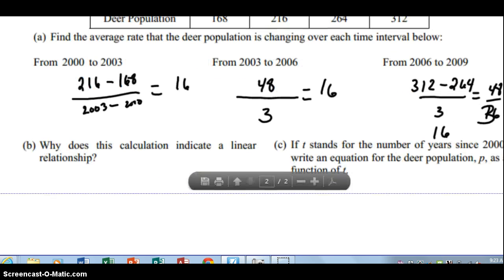I'm making a screencast. Why does this calculation indicate a linear relationship? 16 deer every 3 years.